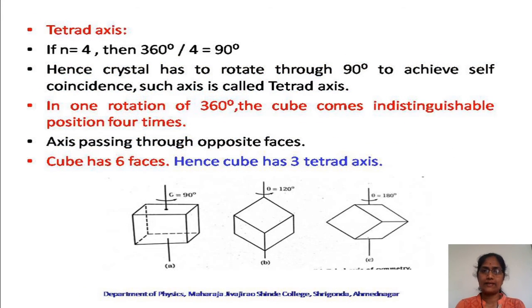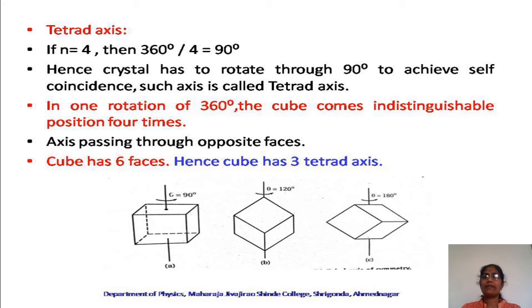The next is tetrad axis. In order to find the tetrad axis, let's rotate the crystal through 360 degree 4 times. It means that if we substitute n is equal to 4, that is, if we rotate the crystal through 90 degree, then it will match with itself or come to a congruent position 4 times. After each interval of 90 degree, it will match with itself, and hence such type of axis is called the four-fold axis of symmetry or tetrad axis.